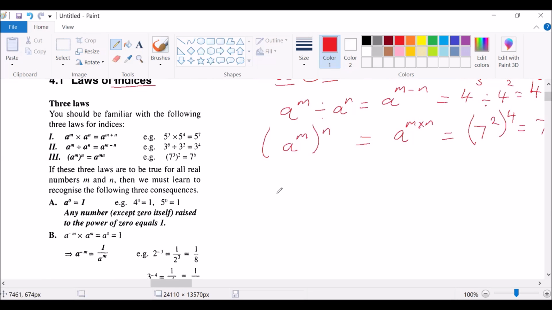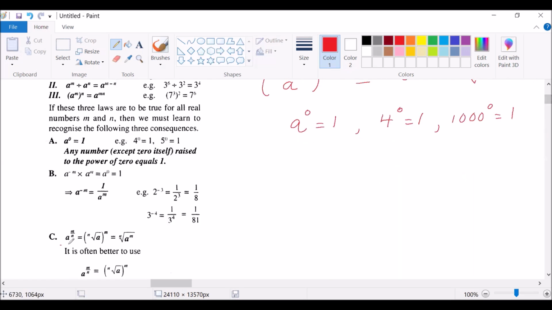We should also know any number raised to the power 0 is equal to 1. For example, 4^0 is equal to 1. 1000^0 is equal to 1.